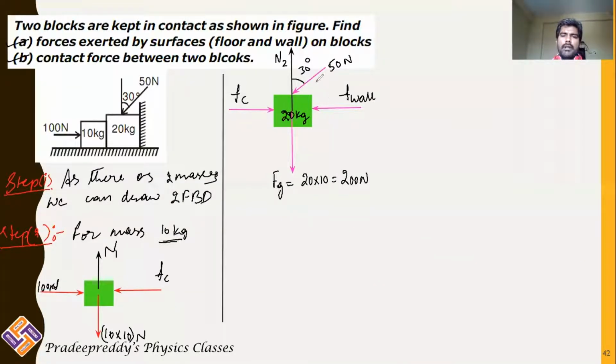normal. Now this 50 Newton force is in the plane. The wall force, contact force, and gravitational force are purely along the x and y axes, but the 50 Newton force is in the plane. So according to step 3, which we have already learnt, we resolve the 50 Newton force into components.